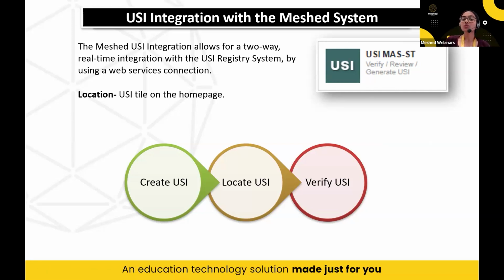What it allows you to do is three broad features, which is to create a student USI. So, if you wish to create a USI for any of your students, you can do that directly using the integration without having to go to the USI registry. It also allows you to locate a USI for a student. So, if the student has not provided a USI, before creating one for the student, you are also able to try and retrieve any existing USI for the student. And finally, you can also verify any matching records for the student, given that the USI is already available.